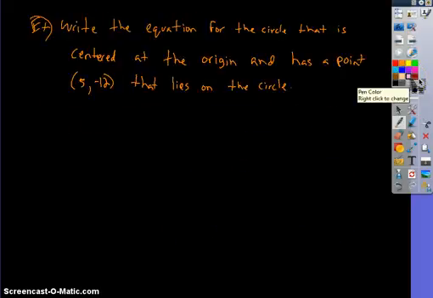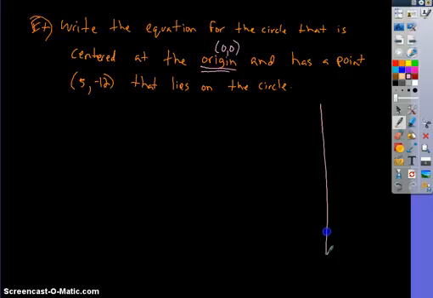All right, so the directions ask to write the equation for the circle that is centered at the origin. It's kind of important to know the center is at the origin. So I know my center is at 0, 0, and it has a point 5, negative 12 that lies on the circle. All right, so let's think about it this way. Let's first come up with a picture of this.